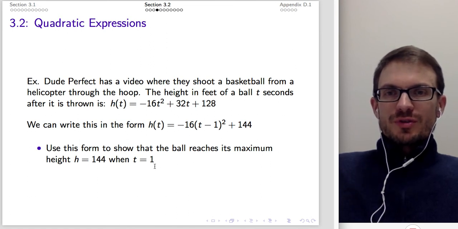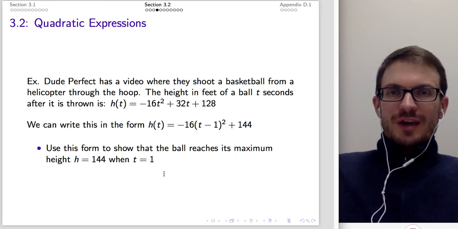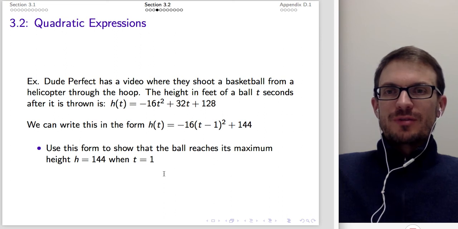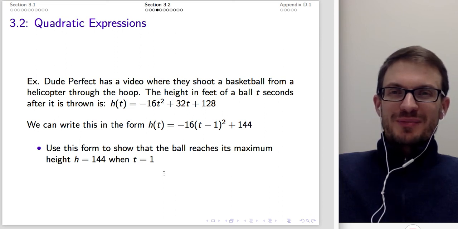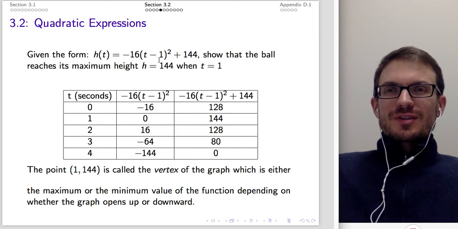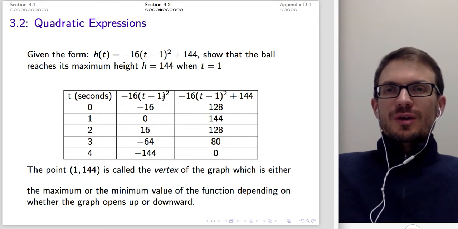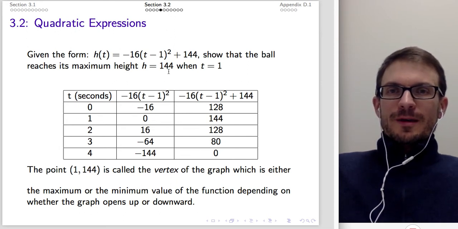Use this form to show that the ball reaches its maximum height at 144 feet after 1 second has elapsed since it's been released from, or flung from, the helicopter. So given the form h of t equals minus 16 times t minus 1 squared plus 144, show the ball reaches maximum height. Okay, so how can we do this? Well, we can just evaluate this thing at t equals 0, t equals 1, t equals 2, 3, and 4.